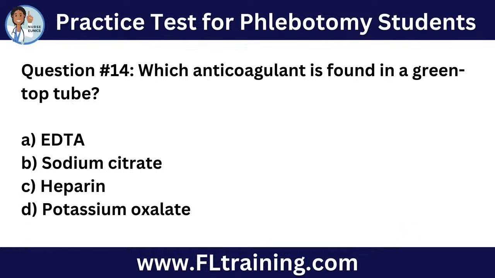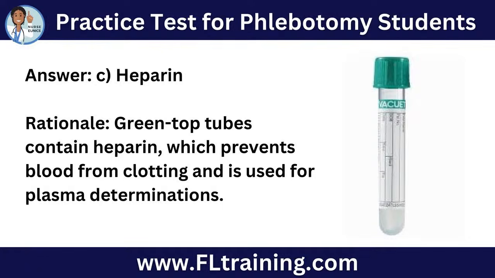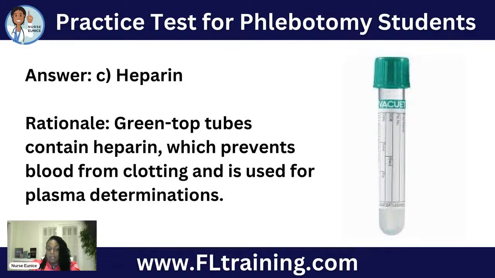Yes, and yes. So everybody, C, heparin is a type of anticoagulant. So green top tubes contain heparin, which prevents blood from clotting and is used for plasma determination. So you will hear about heparin a lot in the medical field whenever a person has had a cardiac issue or if they're at risk of clots. So let's say it's somebody who had a stroke or a DVT. That is when they will get intravenous heparin. So that same medication that we use to thin someone's blood, they put in the green top tubes, and that prevents the blood sample from clotting before it gets to the lab.